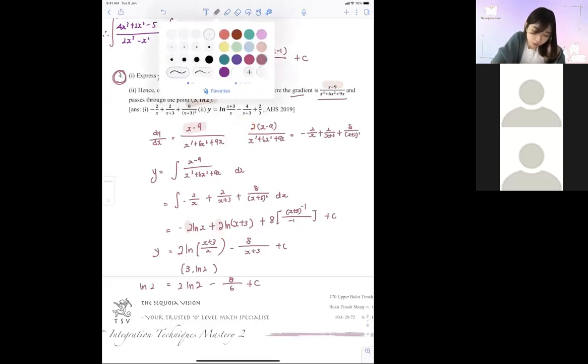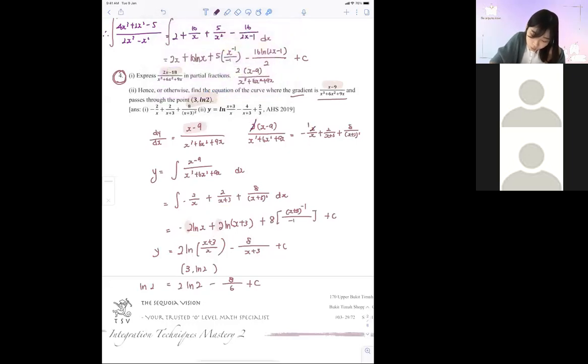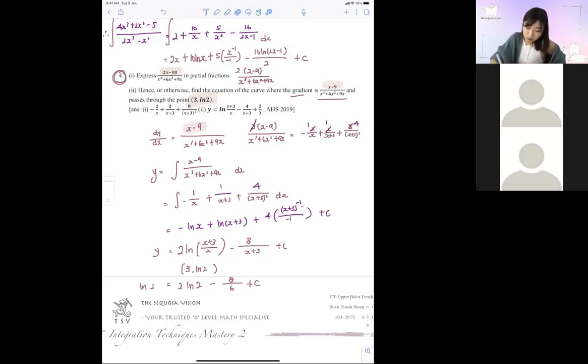Now since you don't want the 2, everything divide by 2. Divide by 2, divide by 2, divide by 2. Then I must do the same here already. Okay, I use another color. I think I made some mistakes here, so I'll redo this part. So it's just minus ln x plus ln x plus 3 plus 4 times x plus 3 to the power of minus 1 over minus 1, plus c.